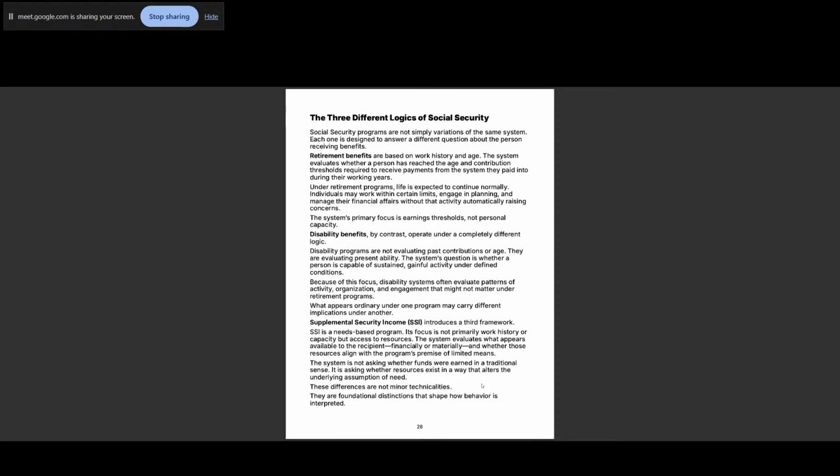The system is not asking whether funds were earned in a traditional sense. It is asking whether resources exist in a way that alters the underlying assumption of need. These differences are not minor technicalities. They are foundational distinctions that shape how behavior is interpreted.